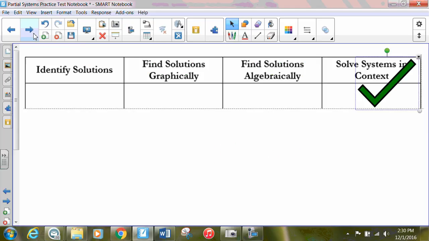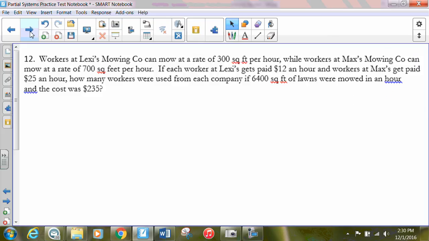Okay, now we're moving on to solving systems in context. Workers at Lexi's mowing company can mow at a rate of 300 square feet per hour, while workers at Max's mowing company can mow at a rate of 700 square feet per hour. If each worker at Lexi's gets paid $12 an hour, and workers at Max's get paid $25 an hour, how many workers were used from each company if 6,400 square feet of lawns were mowed in an hour, and the cost was $235? Whew! Okay, we have two things going on here.